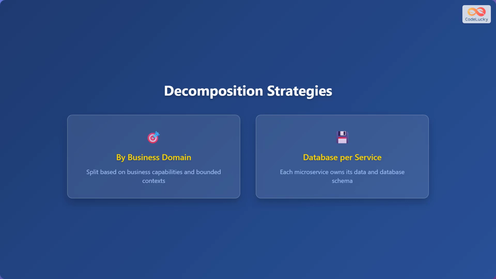There are a couple of decomposition strategies. Firstly, split based on business capabilities and bounded contexts. Secondly, each microservice owns its data and database schema. This ensures that each service is independent and can evolve without affecting others.